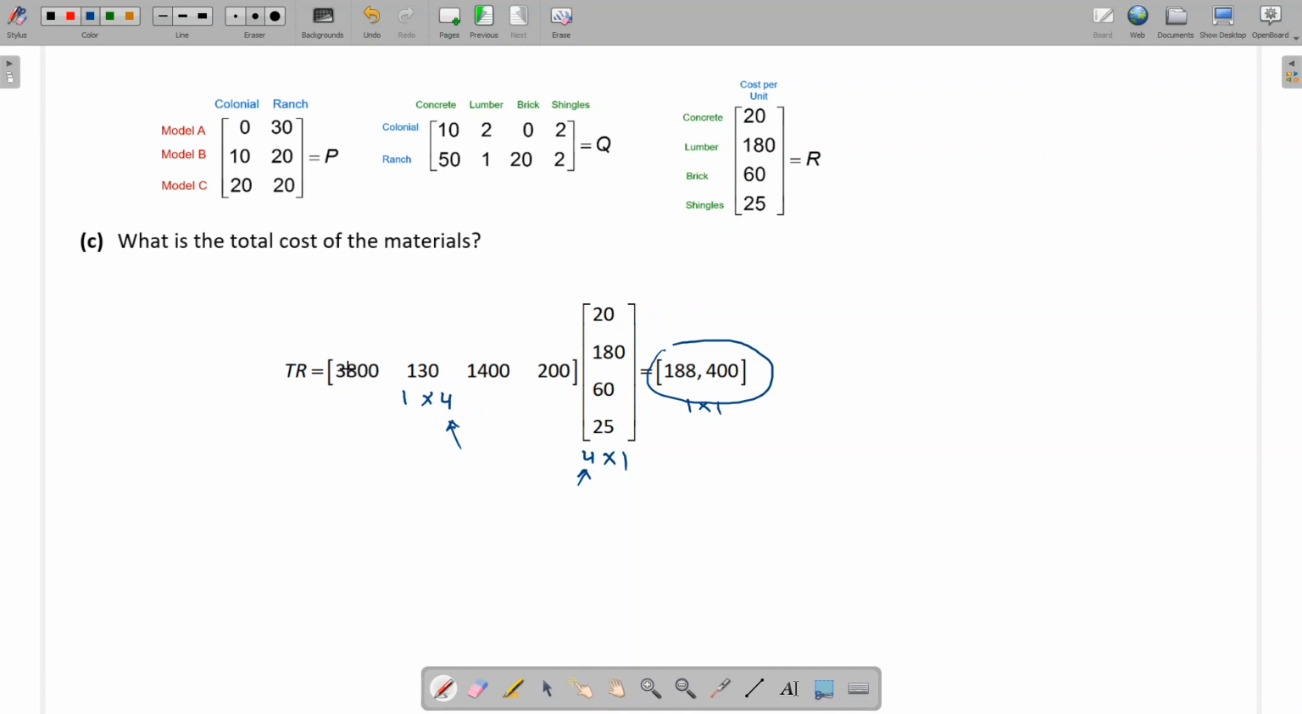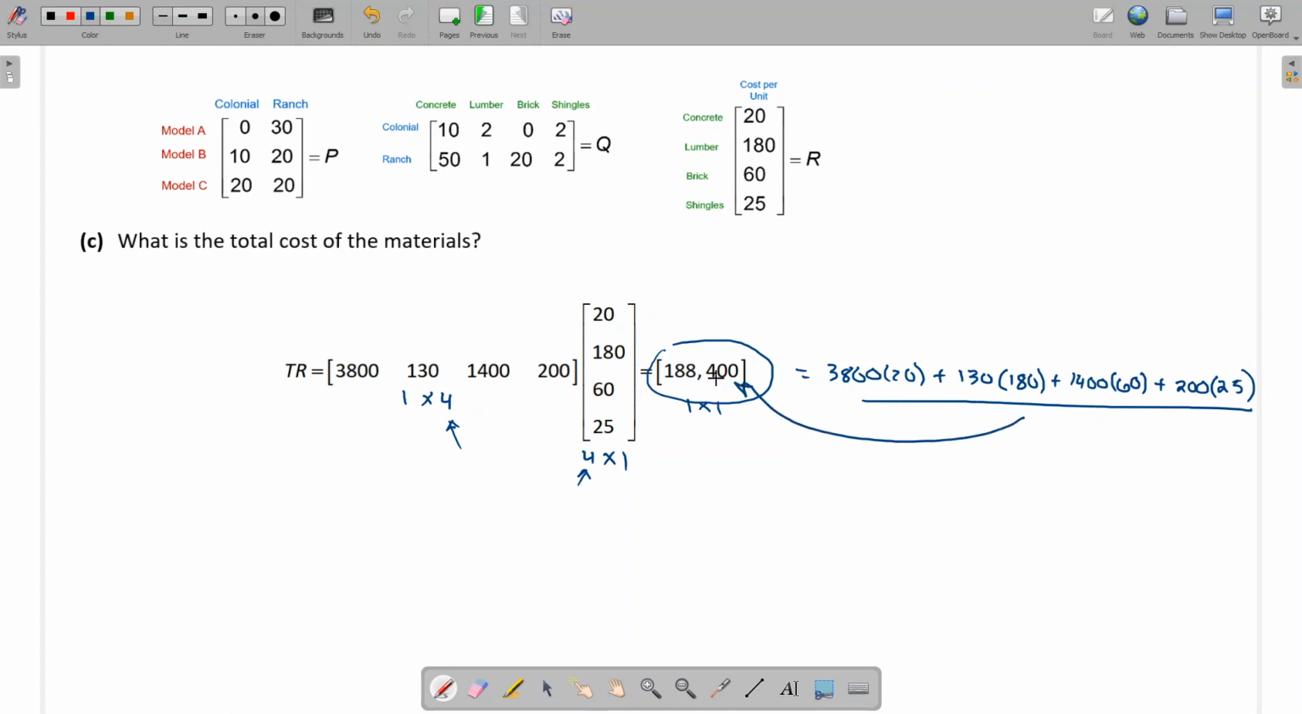So we take all of the concrete, that's what this represented, multiply it by how much each unit of concrete costs. If we actually were to write this out, this would be 3,800 times 20, total amount of concrete times its unit cost, plus total amount of lumber multiplied by its unit cost, plus total amount of brick by its cost, plus total amount of shingles times its cost. Adding all of that up should give us this 188,400.